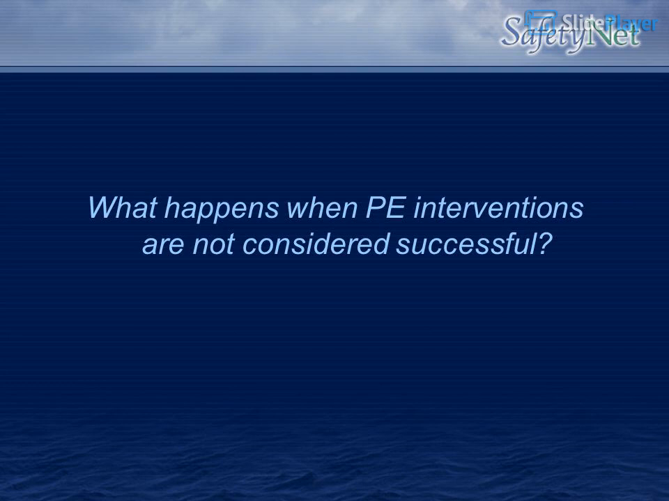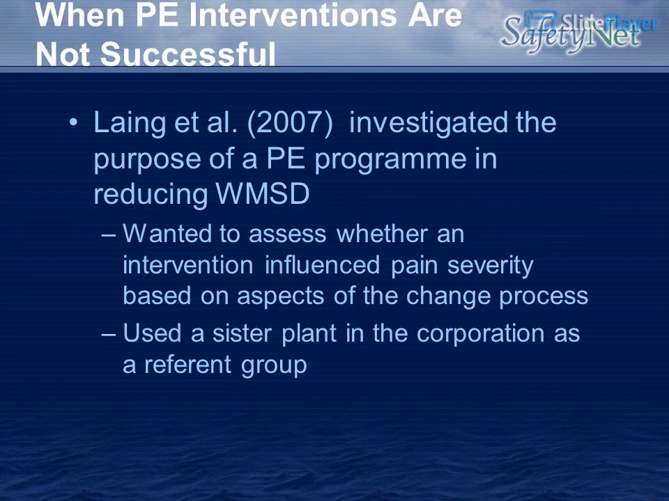What happens when P interventions are not considered successful? When P interventions are not successful. Laing et al., 2007, investigated the purpose of a P program in reducing WMSD. They wanted to assess whether an intervention influenced pain severity based on aspects of the change process, and used a sister plant in the corporation as a reference group.